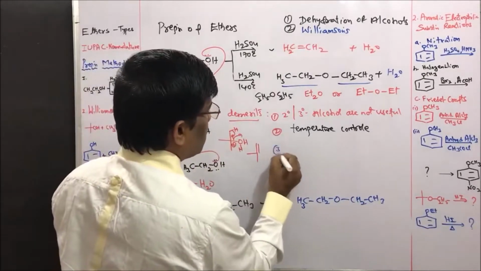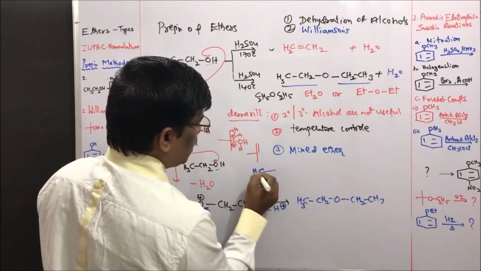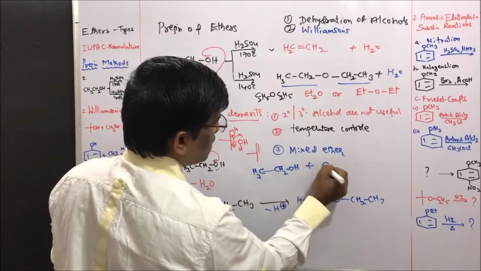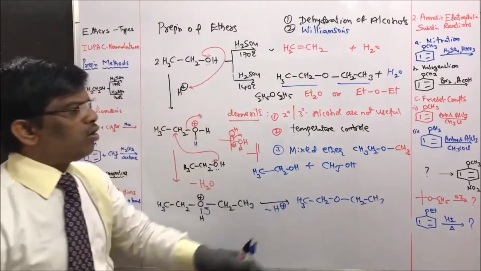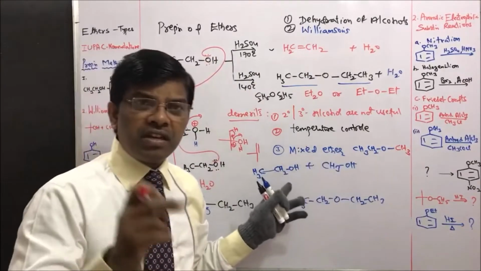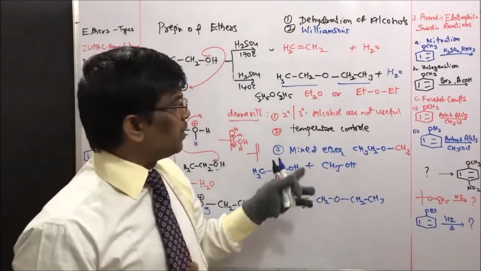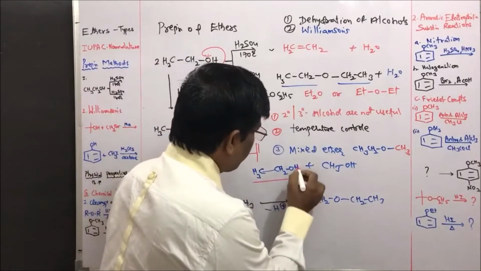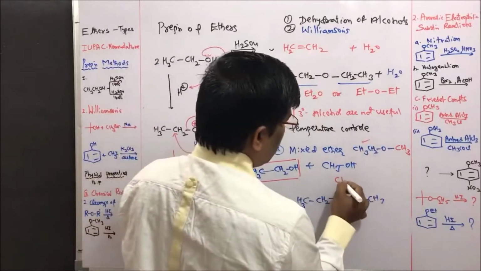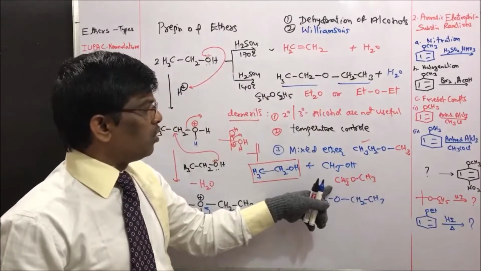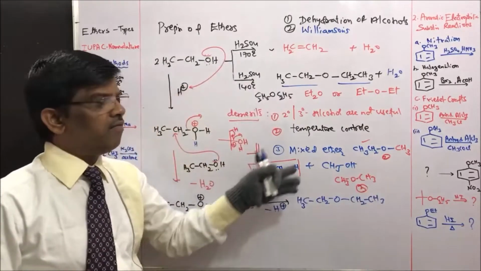And the third drawback is mixed ethers. For example, if I want to prepare methoxyethane from CH3CH2OH plus CH3OH, I have to take a mixture of these two alcohols. When I treat it with sulfuric acid, which alcohol is going to give this ether? There is a chance of giving diethyl ether, a chance of giving this, and a chance of giving dimethyl ether also. So if I want to make mixed ethers, I am going to get a mixture of these 3 products.